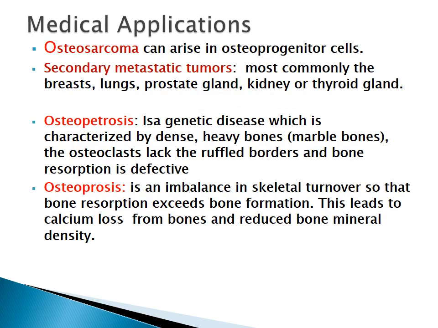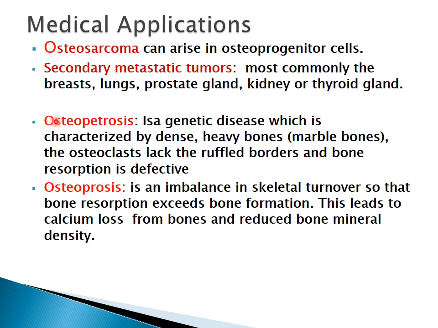So a few of the medical applications which are very common and commonly asked SEQ questions, like osteosarcoma. Any tumor arising from these osteoprogenitor cells is called osteosarcoma. Now, the tumors of the bones themselves are uncommon, but the metastatic tumors which arise from other organs and metastasize in the bones are mostly common. For example, the cancers from the breast, the lungs, the prostate gland, the kidneys, and the thyroid gland.